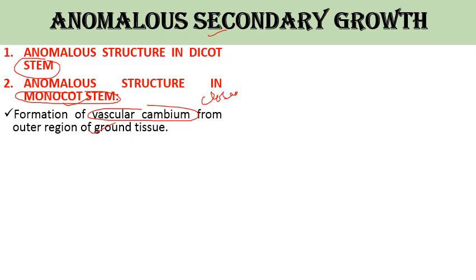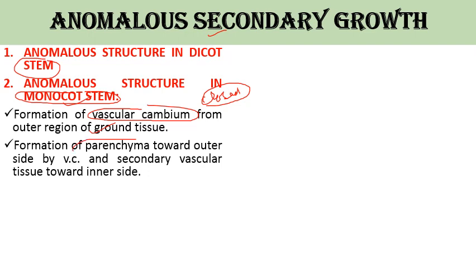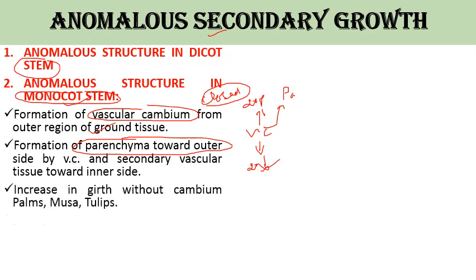It means the cambium is absent, but in some monocots the vascular cambium arises from the outer region of ground tissue. Then formation of parenchyma towards outer side. As we know, vascular cambium cuts secondary xylem towards inner side and secondary phloem towards outer side. But in these monocots, the vascular cambium forms more parenchyma towards the outer side, and the secondary vascular tissues towards the inner side, which is again an anomaly.